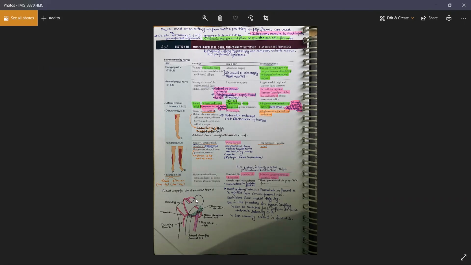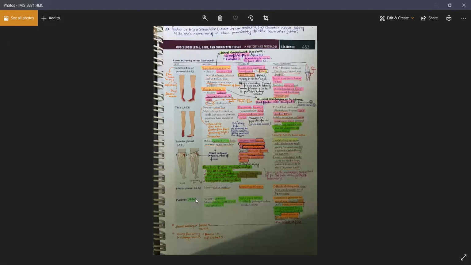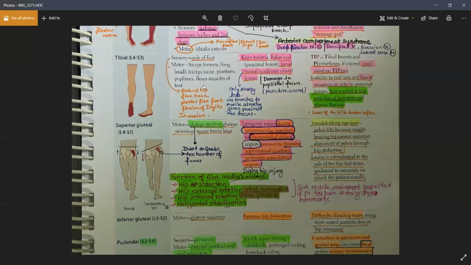Any more doubt? Okay. So that was about the thigh, all the nerves originating from the lumbar plexus and how they supply the thigh. And now comes the leg.